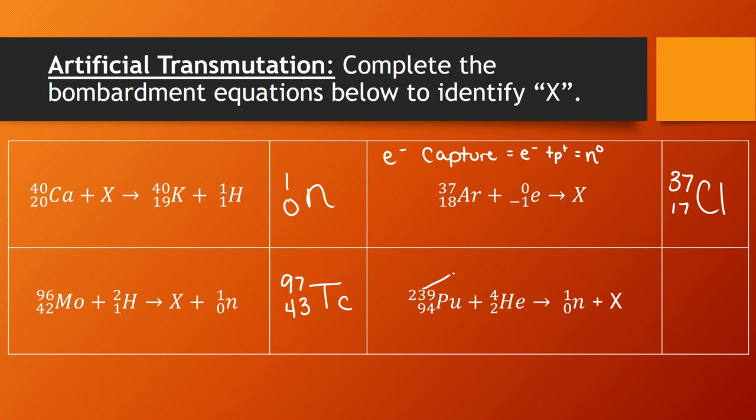Last one here, if we combine these together, 239 plus 4 gives me 243. 94 and 2 gives me 96. I can see that one part of the mass is conserved here from the neutron. So 243 minus 1 is going to give me a new mass number of 242. Here I have 96 protons, and no protons here, so all 96 ended up here. And this is curium, or Cm.